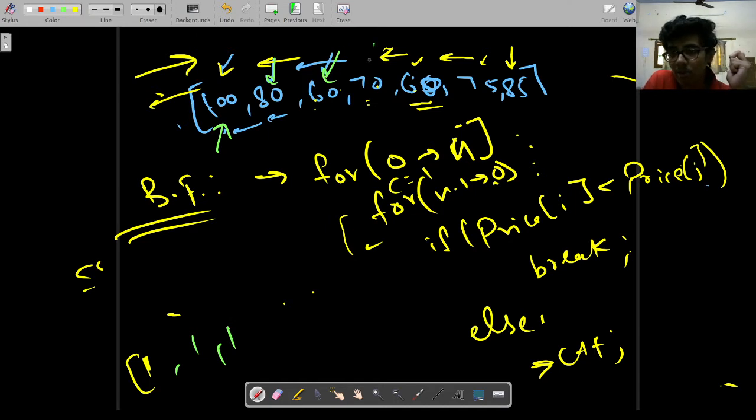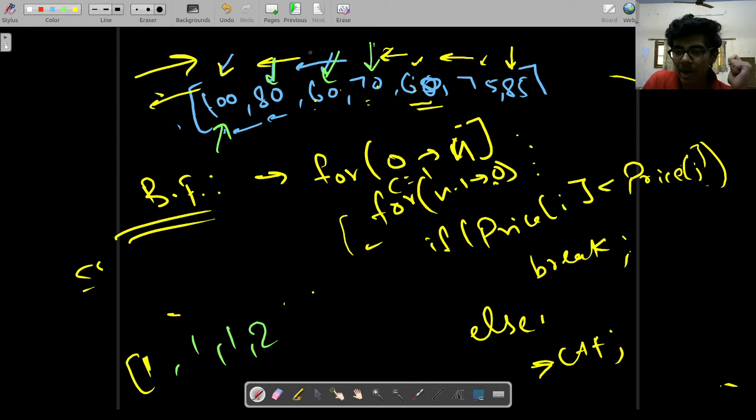Now when I come over to 70, I will see that my price of j is now less than price of i, so I will come over here and increase my count. So my count for 70 will increase from 1 to 2. Okay, now I will move ahead from n minus 1 to 0.